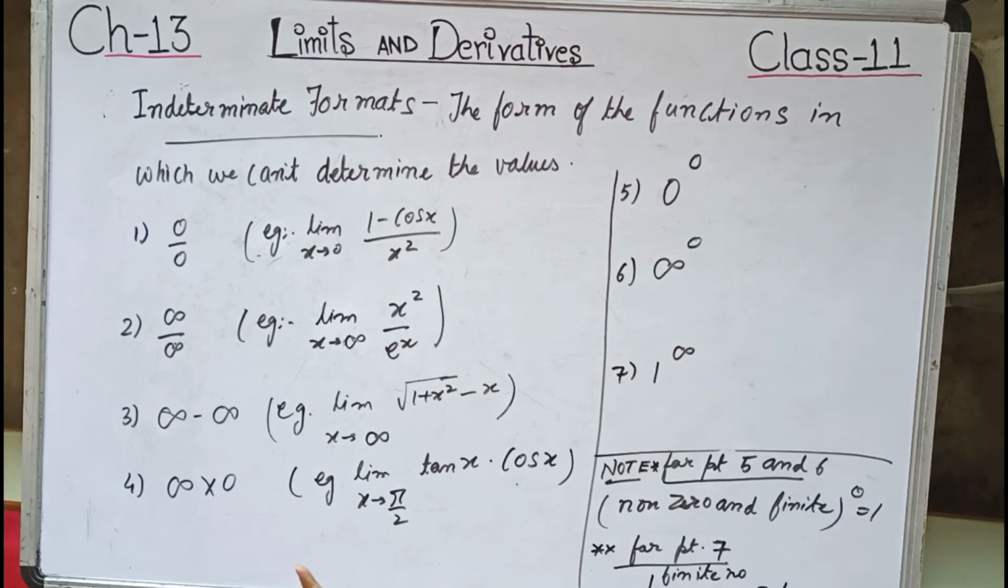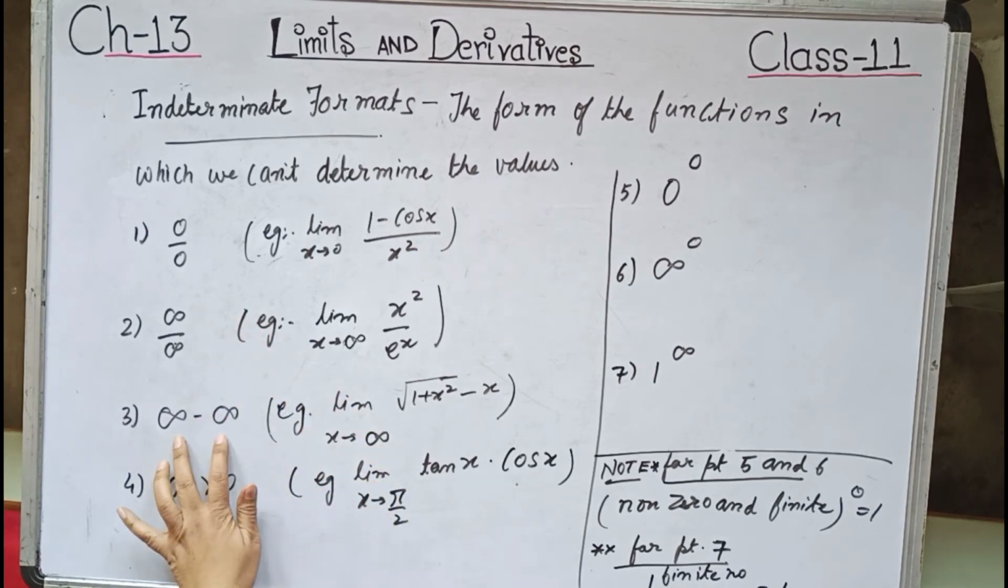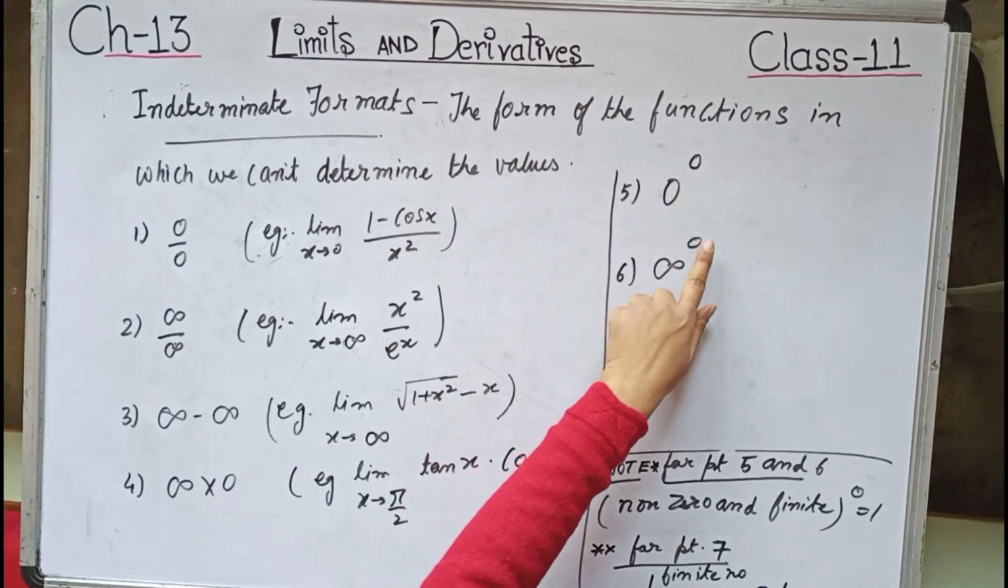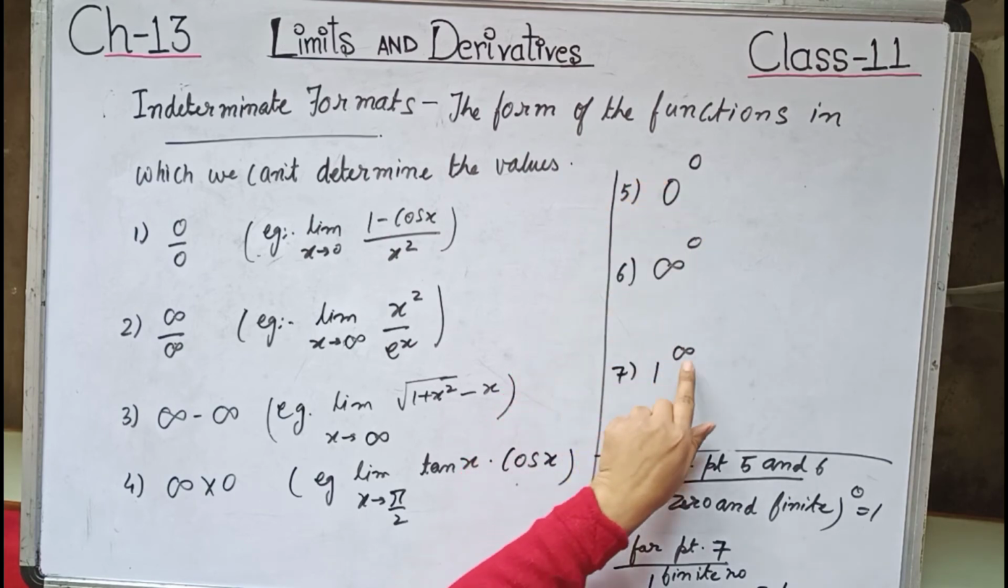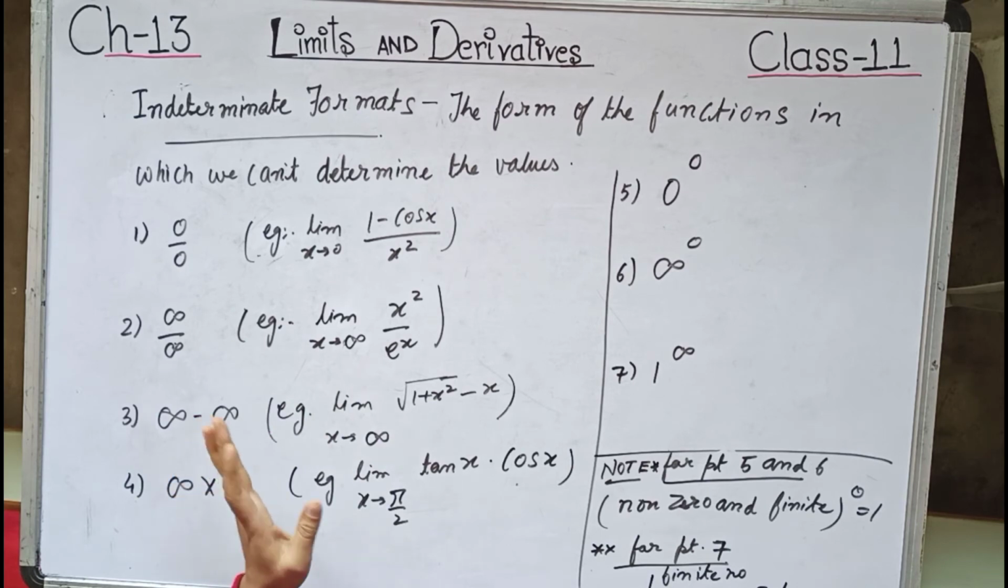So once you memorize it, it will hardly take a fraction of a second. This 0 by 0 and infinity by infinity is quite obvious. Infinity minus infinity and infinity into 0. Now 0 power infinity, 0 power 0 and infinity power 0. And 1 power infinity. The 7 indeterminate forms should be kept in your mind.